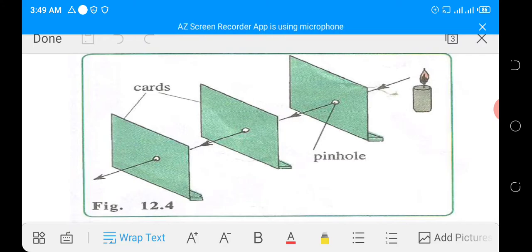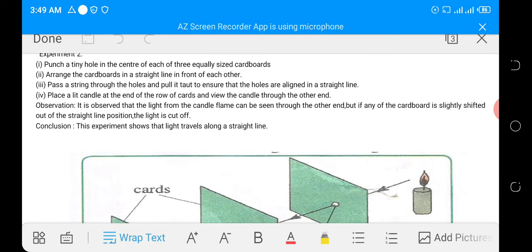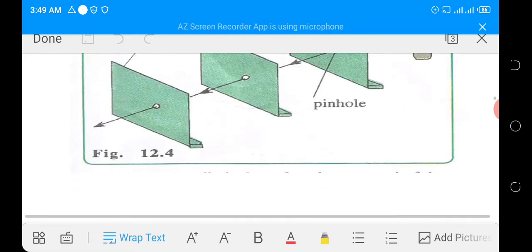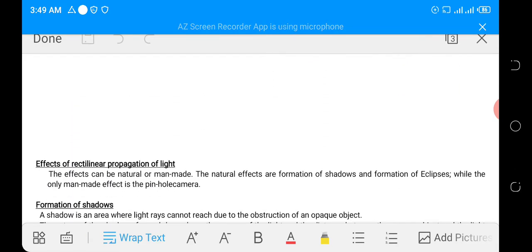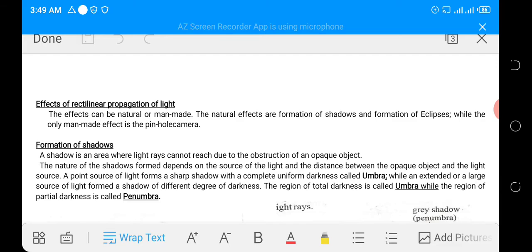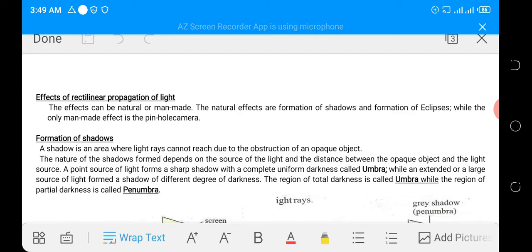So it means that light ray can only travel along a straight line, and since the line has been disturbed, it cannot be propagated out of the holes again. So in conclusion, the experiment shows that light travels along a straight line. So the 2 experiments so far performed have concluded that light always travels along a straight line.